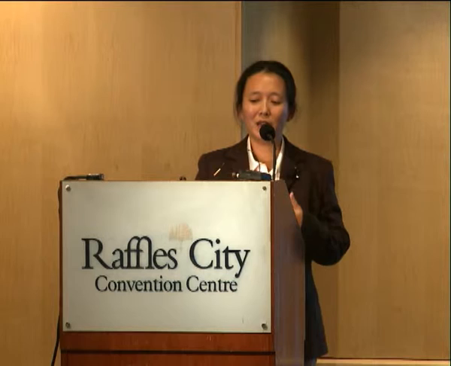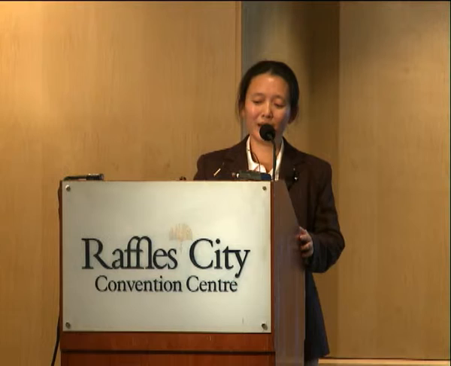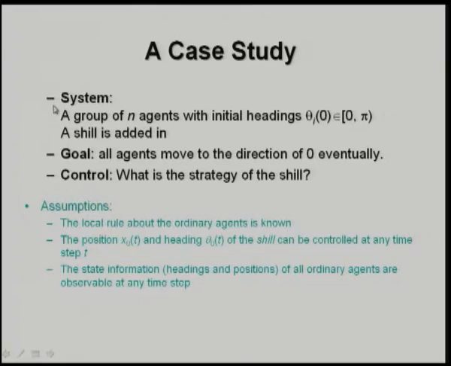And now I consider a case study, and here the problem is defined. We consider a system with a group of n agents with initial headings belonging to [0, pi], and we put one shill into the system. The goal for the shill is to make all the agents move to the direction of 0, that is, moving to the right side.